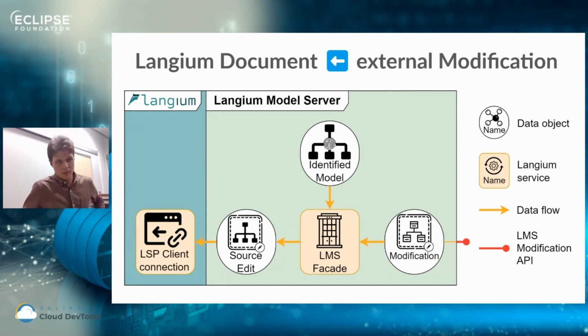External modification is currently rather straightforward and hard-coded. Through the LMS modification API, the request to modify the source model comes to the LMS. The LMS computes text edits, changes to be applied on the Langium document, and sends them to the Langium language client to apply changes in the editor directly. This is done through the LSP protocol. But the API itself is more powerful because it operates on the LMS model, not on the AST.